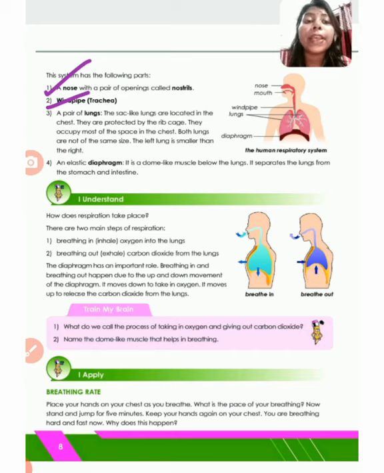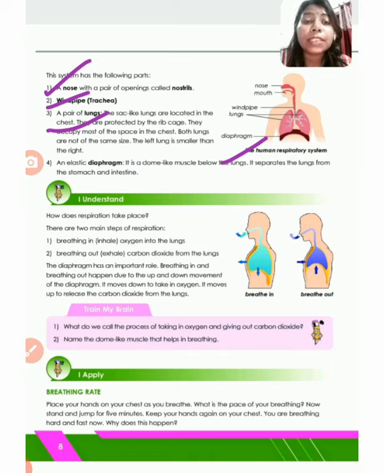The air which we take in enters through these nostrils. Am I clear? It enters through these nostrils and then goes through the trachea, that is called your windpipe or trachea, and then it reaches our lungs, which is a sac-like structure. It is located in the chest. You can see the picture here.